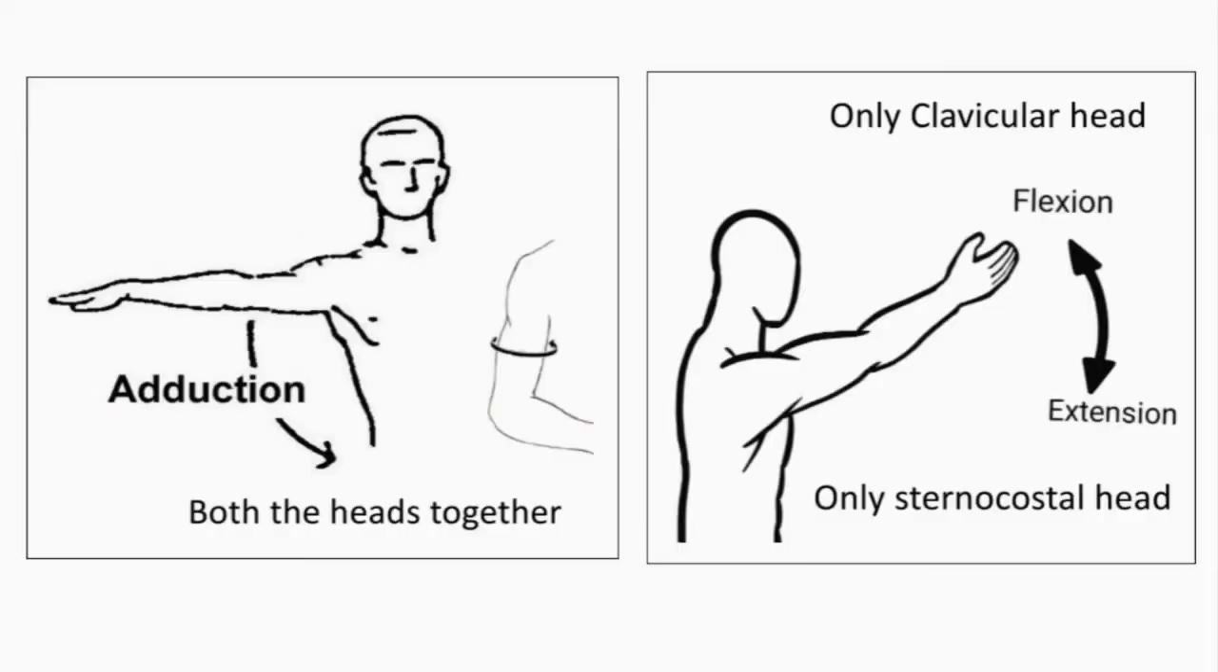Coming to the actions of pectoralis major, both the heads together they adduct the arm. Here you can see adduction. They move the arm closer to the body and medially rotate the arm. They rotate the arm in a medial side. Whereas acting alone, the clavicular head alone will flex the arm. The sternocostal head alone will extend the flexed arm.